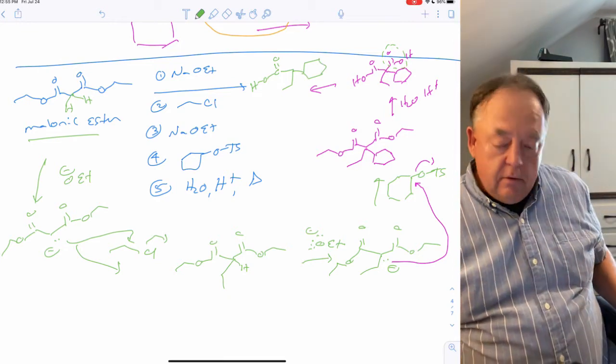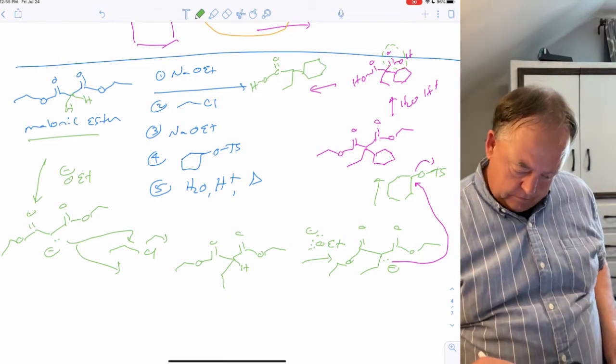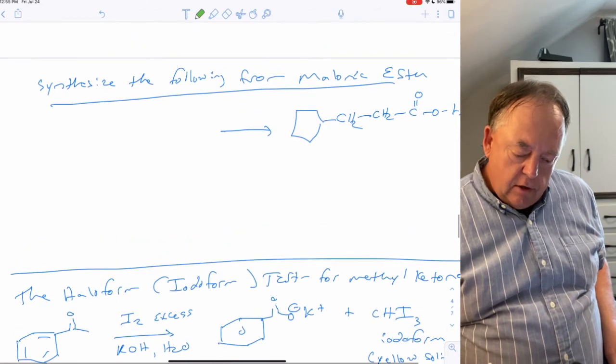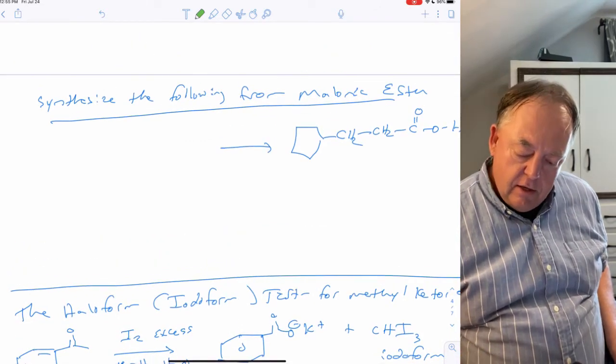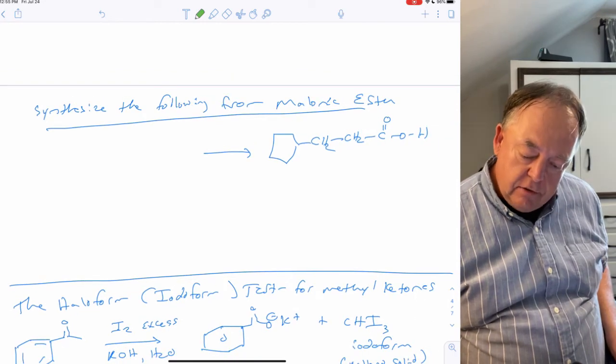And then that would be your final product. Okay, so let's make it harder. So let's work backwards. So let's do a synthesis. So synthesize this molecule from malonic ester.